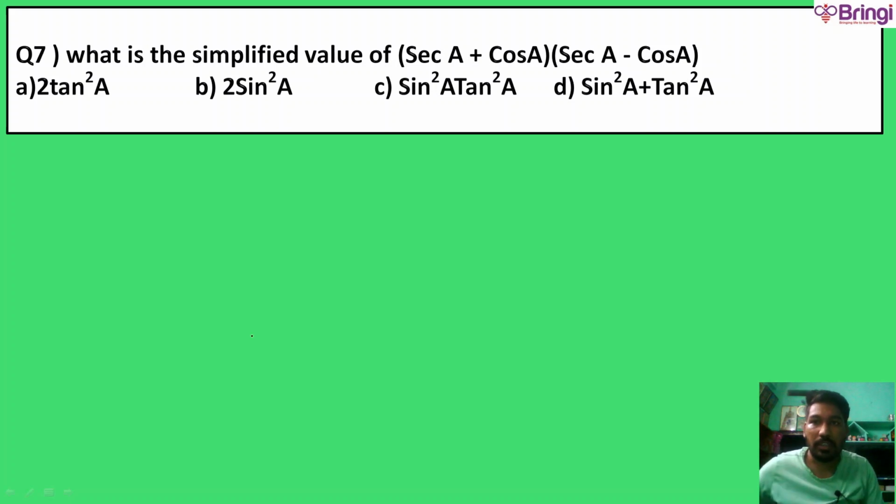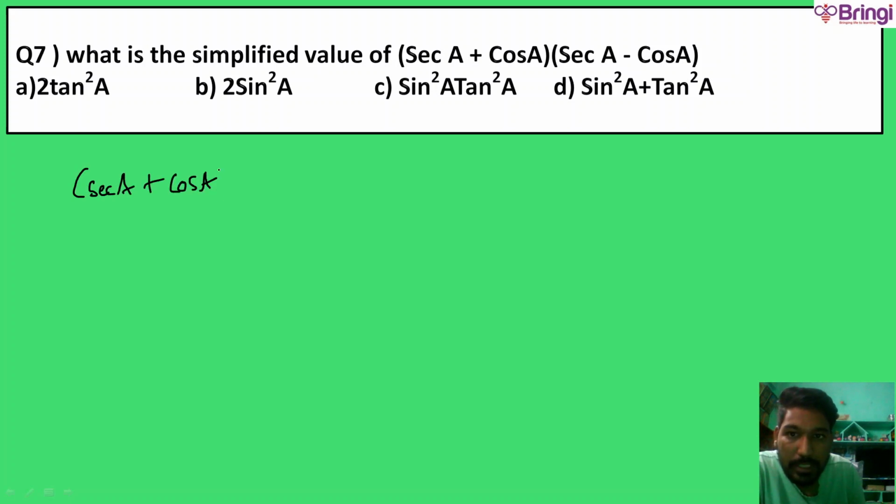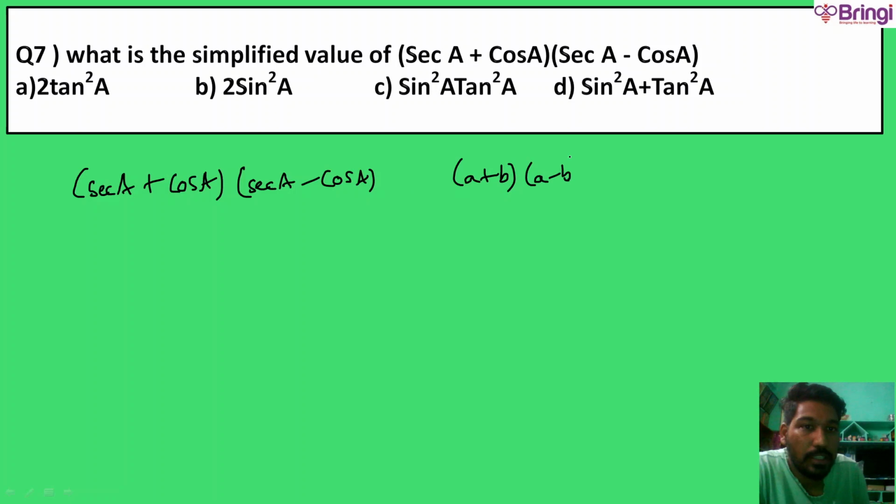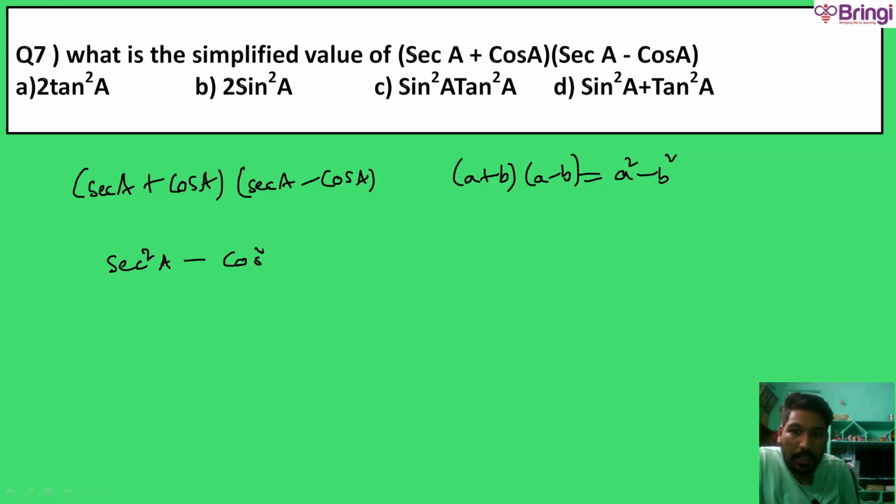So next question, what is the simplified value of secant A plus cos A into secant A minus cos A? Once listen, secant A plus cos A into secant A minus cos A. This is from trigonometry. If you know the formula of A plus B into A minus B, you know that it is A square minus B square. The same formula you can apply here. So secant square A minus cos square A, is it?